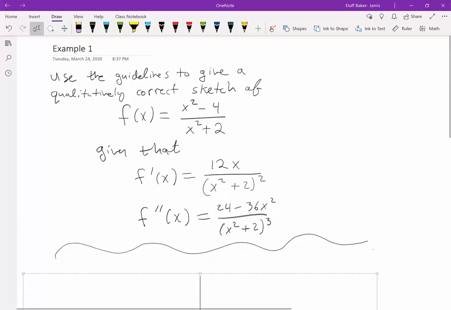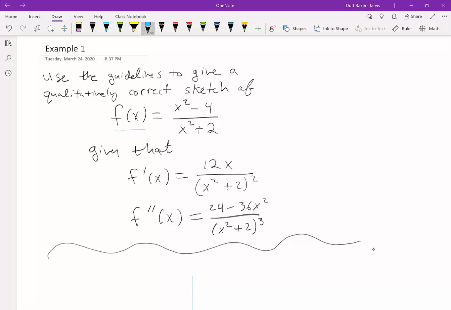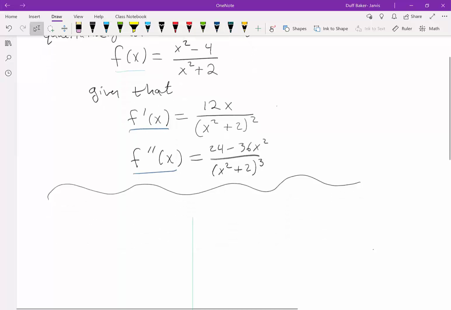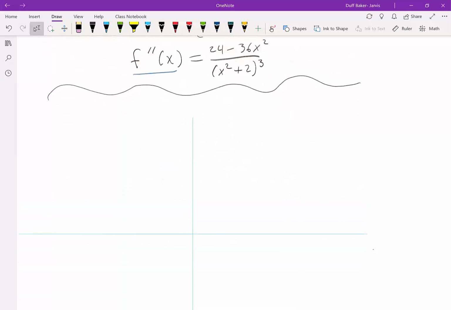Okay, so our first example is we're given this rational function f. It's x squared minus 4 over x squared plus 2, and we're asked to give a sketch of it. And here, because taking derivatives of a quotient like this can be pretty tedious, I've saved us the work and I've already computed the derivatives here. So here's the first derivative and here's the second derivative. That'll just save us some time. And then we're going to graph it here.